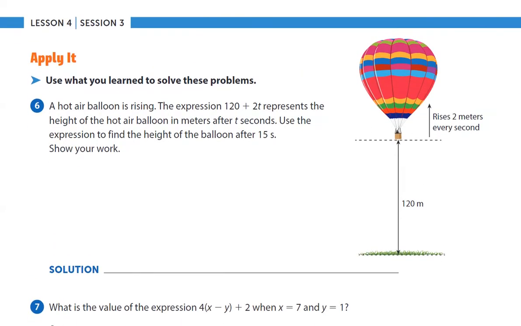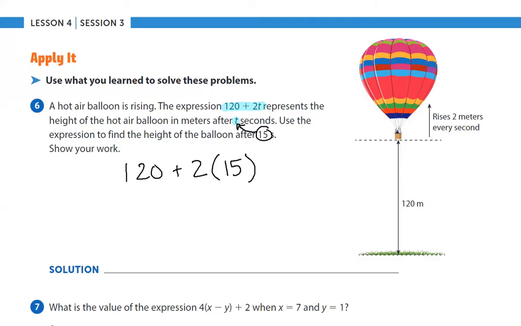Number 6. A hot air balloon is rising. The expression 120 plus 2t represents the height of the hot air balloon in meters after t seconds. So we don't know how many seconds. That's our unknown. Use the expression to find the height of the balloon after 15 seconds. Okay. So now it's giving us the seconds. So we just need to put the seconds in where the unknown was. So 120 plus 2, and instead of t, it told us to put 15.